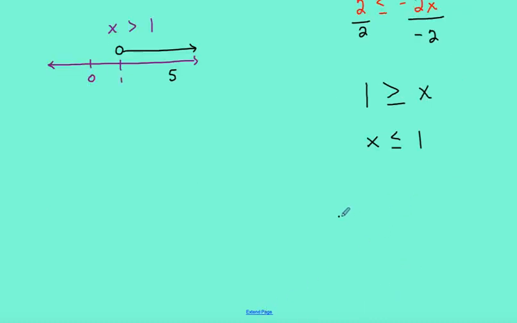All right, so then I'm going to draw my number line. I'm going to put a 1 and a 0. And I want x is less than or equal to 1, so a closed circle at 1 and shade to the left.